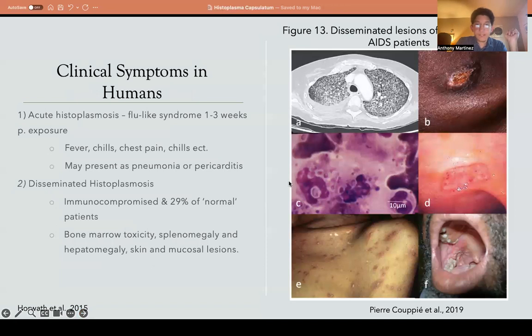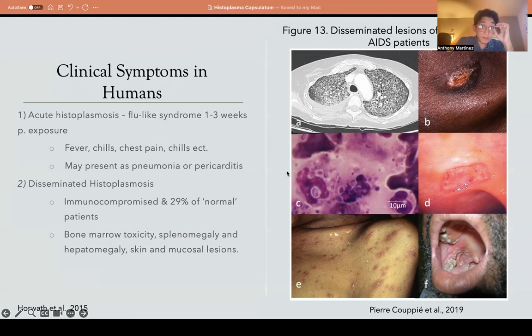Now, once you actually get infected with this organism, what is that going to look like? Well, for most people, it's not going to look like anything, which is good. For most people, you're going to have some flu-like symptoms, chest pain, chills, fever, that kind of thing, and then it's usually self-limiting, which is nice. So that is your general acute histoplasmosis. You, of course, could be completely asymptomatic as well, where you have no symptoms. Or you could also present with pneumonia or pericarditis.